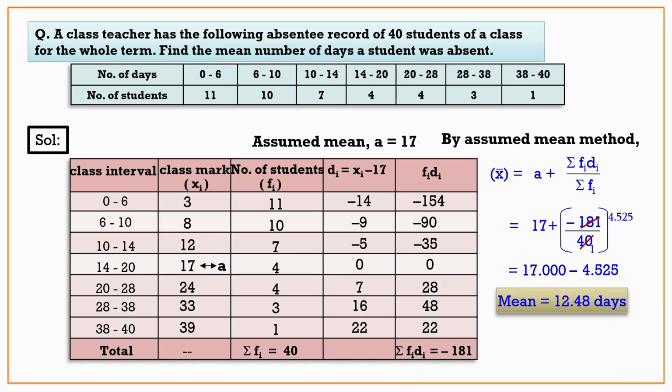So that is coming 12.48, approximate value, 12.48 days. So here you need to write days over here, because they are asking the mean number of days, so the mean will be 12.48 days.